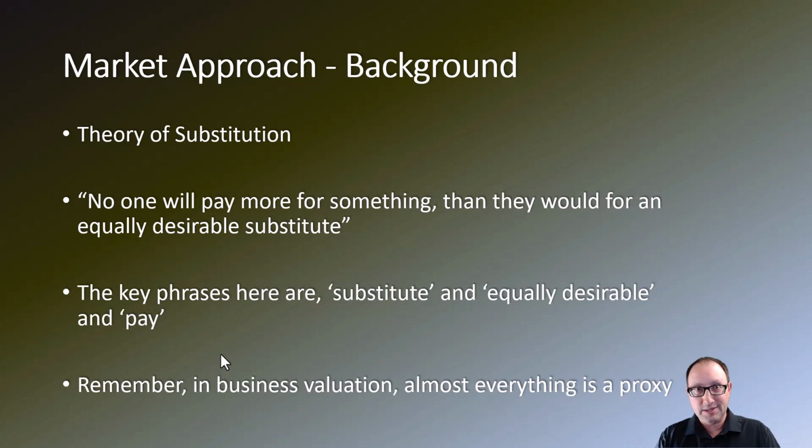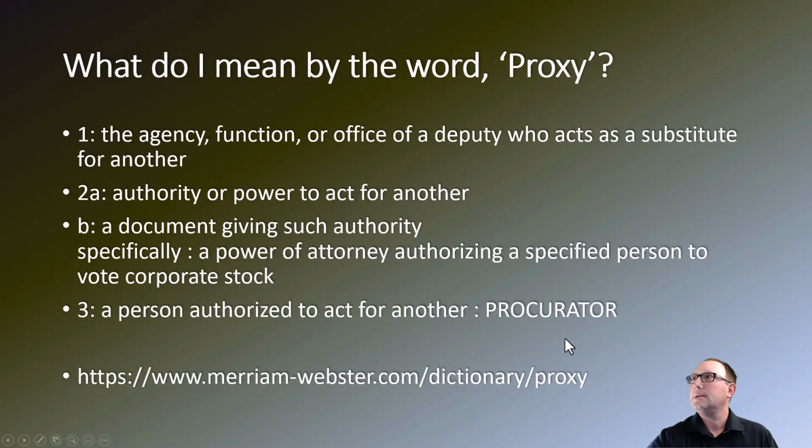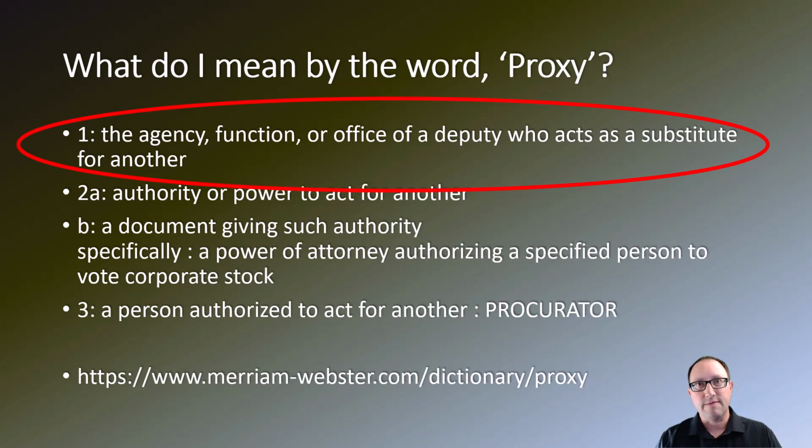So there's some key phrases there. Substitute, equally desirable, and pay for, right? And remember, in business appraisal and similar analyses, almost everything is a proxy. And what I mean by a proxy is basically, well, here's a definition from Merriam-Webster. And I really want to focus on the first one and the last part of that first one. It's something that acts as a substitute for another.